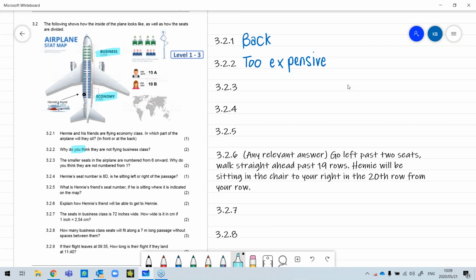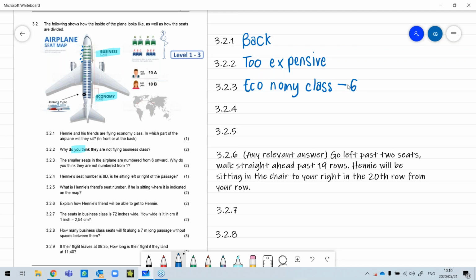Now, this is a tricky question and you will need to go and look at your image. Now, it's quite small, but if you count from the first seat, 1, 2, 3, 4, 5, you will see that the first 5 rows are all business class seats. So the smaller seats starting from row 6 are all the economy class seats. So you can say for question 3.2.3, business class is numbered from 1. Economy class is then numbered from 6 onward.